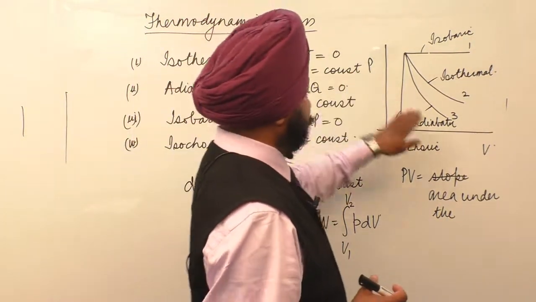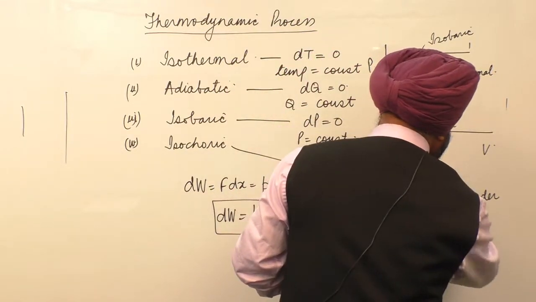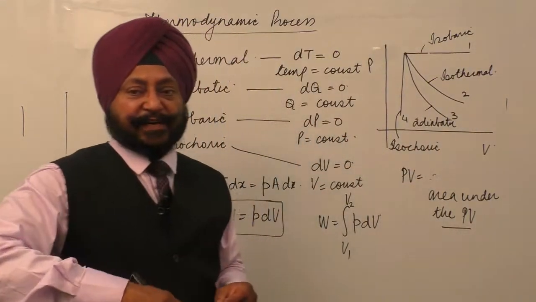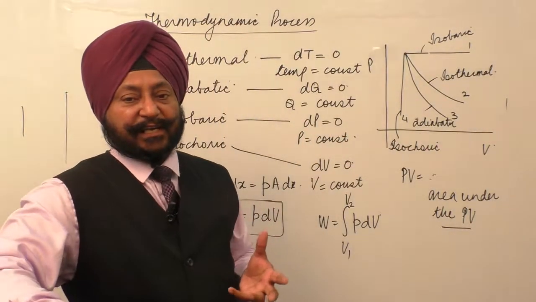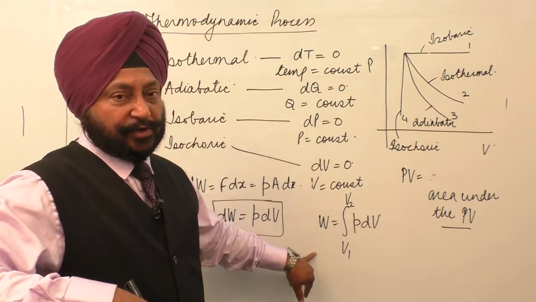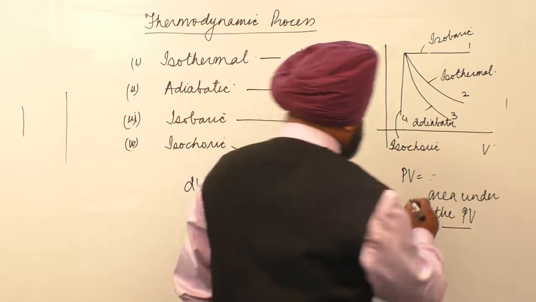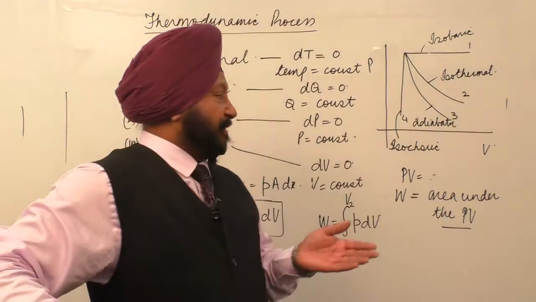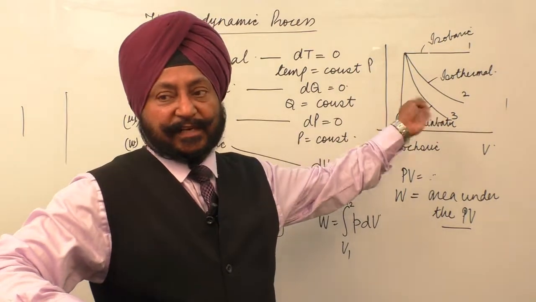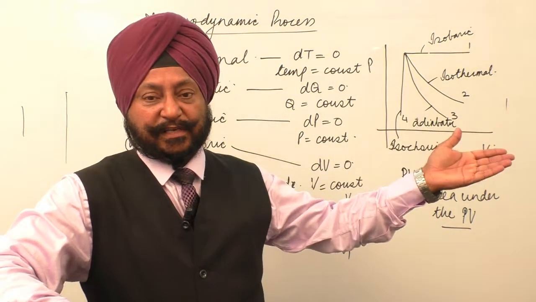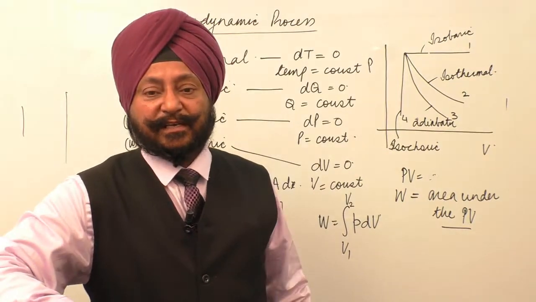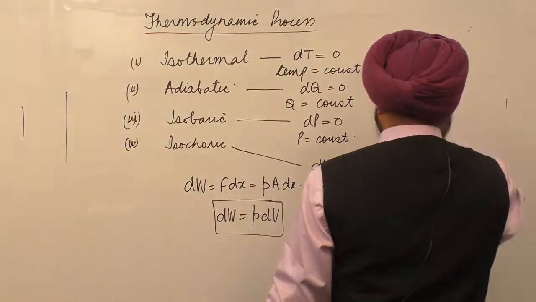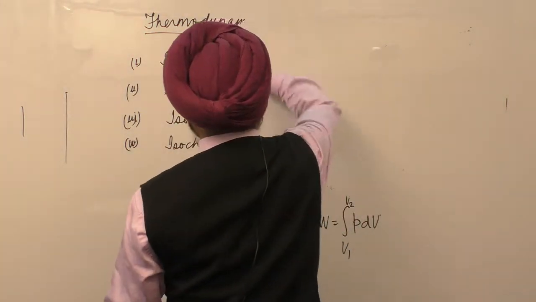Now when you come back to this PV graph, the area under the PV curve gives me the value of the product of pressure and volume. So the area under the PV curve will be equal to the work done by the gas. Now if you move from top to bottom, there will be an increase in volume, and work done is positive. If there is a decrease in volume, work done will be negative. Right? Okay, moving on further, we have two different types of processes in addition to these.